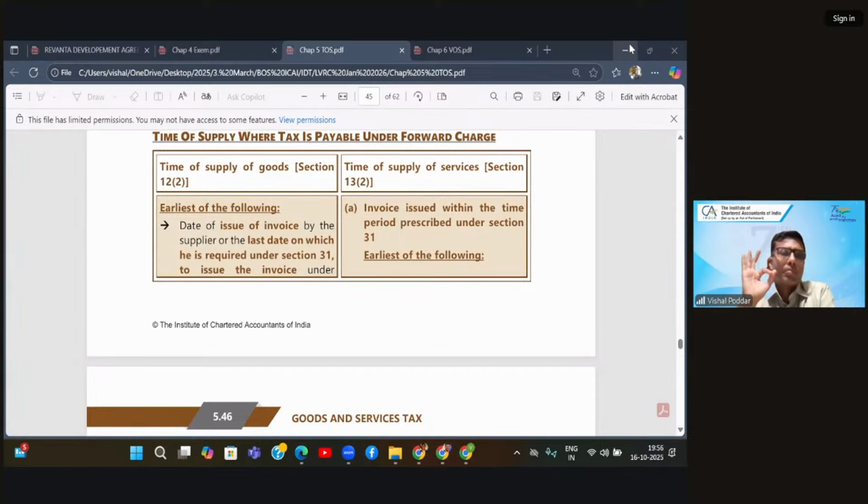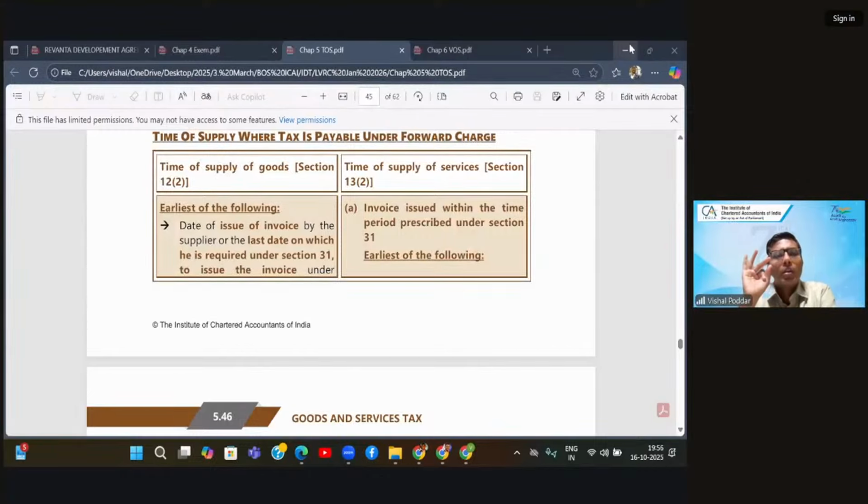And then the second scenario, which is where no due date is provided and where payment is also not linked with any stage of completion. Then nothing is provided for payment, so the actual date of payment is the date under section 31. And what is the time of supply for continuous supply of service? It is the date under section 31, the actual date of invoice, or the actual date of payment, whichever is earlier.